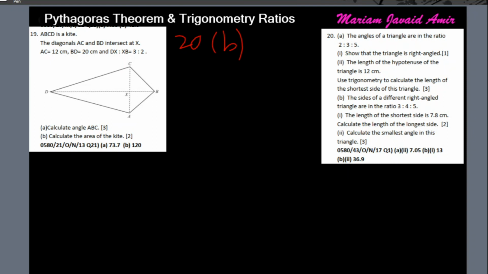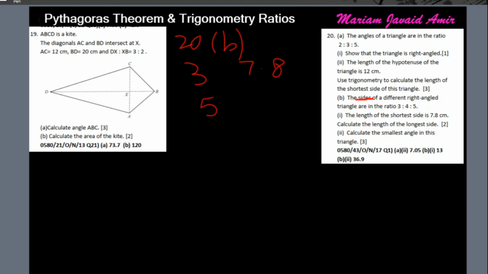Now, these are the sides of a right angle triangle. The length of the shortest side is 7.8. So 3 would represent 7.8 centimeters. Calculate the length of the longest side.